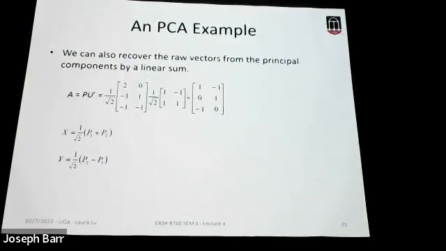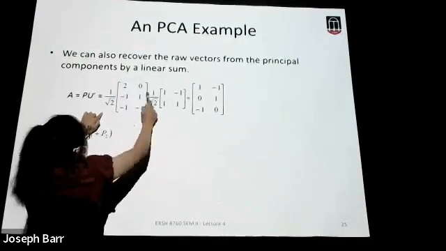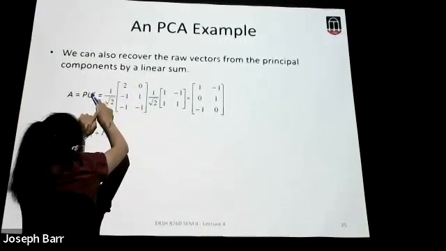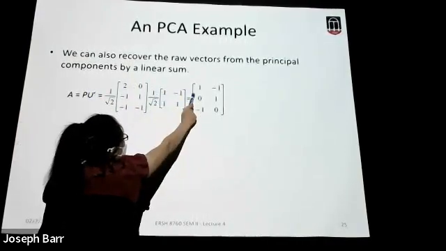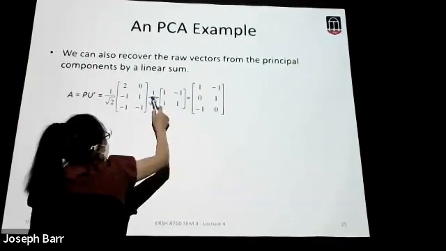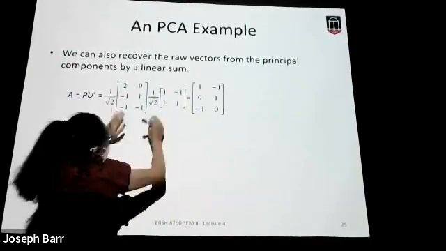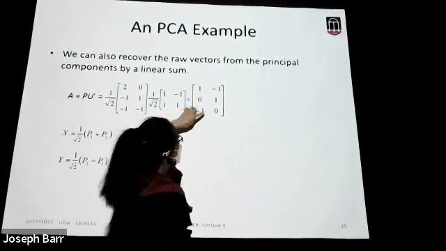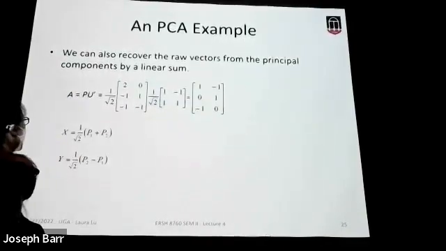So the original A is P, this is the P we obtained, times the transpose of U. So the transpose here, 1, -1, 1, 1, gives the original A. By doing that, we get the original X here and the original Y here.